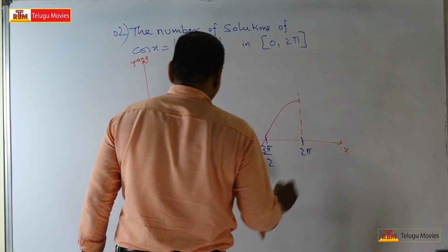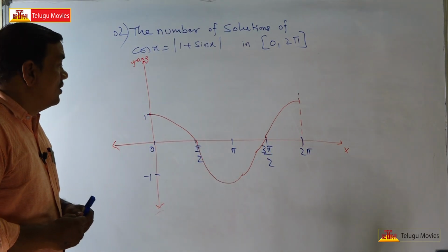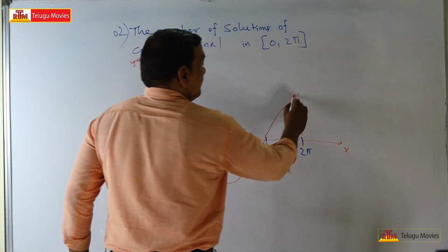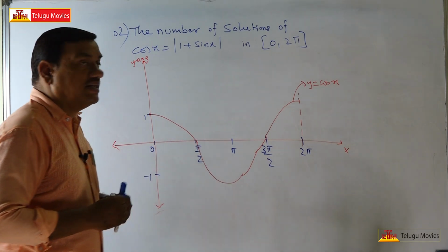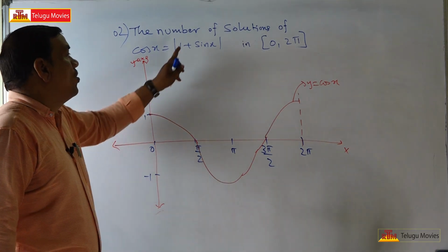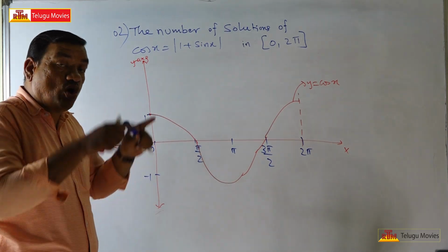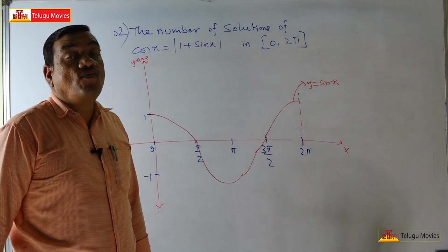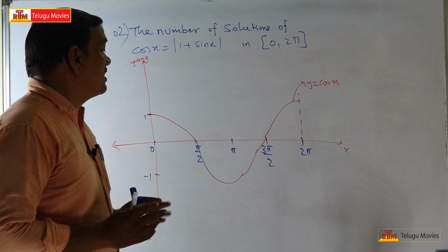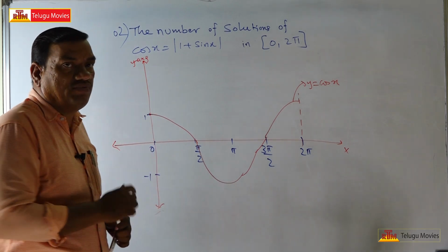So this is the graph of y is equal to cos x. Now what is the graph of modulus of 1 plus sin x? To draw the graph of y is equal to modulus of 1 plus sin x, first draw the graph of sin x.